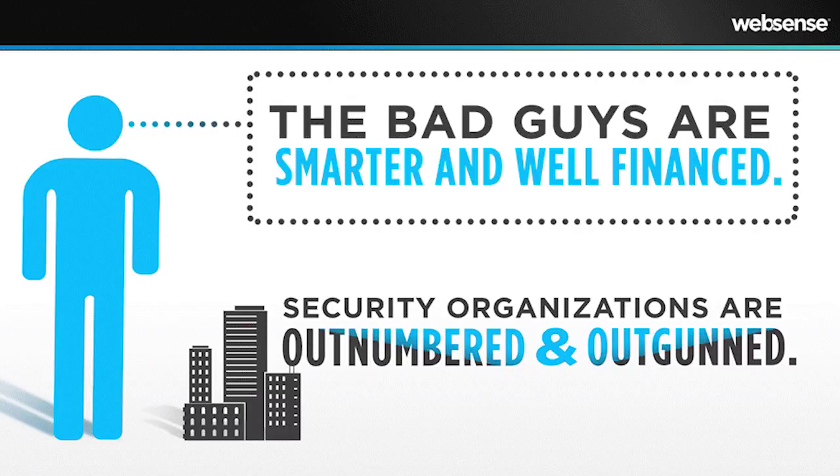So we've talked a little bit about this. Bad guys are smarter. They're better financed than they've ever been. They're motivated by the money. They're motivated by taking our IP. They're motivated by hurting our business. And the other thing that we have a problem with is that we're outnumbered.